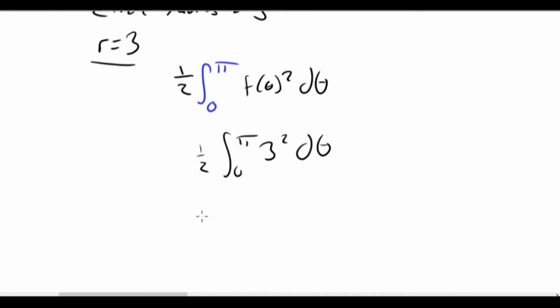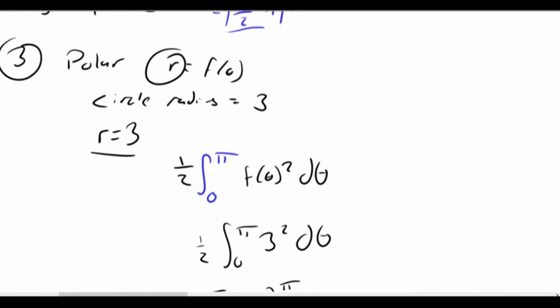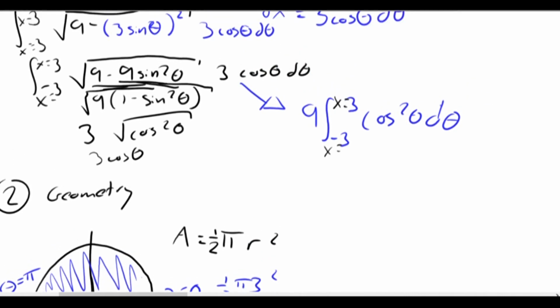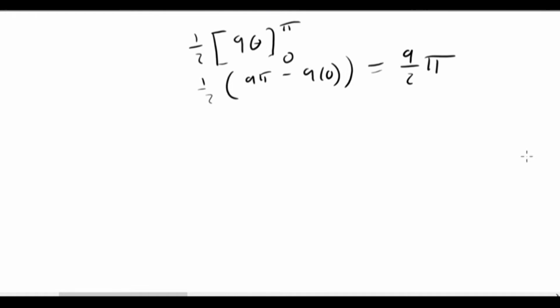So we simply evaluate this. This is 1/2 times 9 theta evaluated at pi and 0. So 1/2 times 9 times pi, so 9 pi, minus 9 times 0, which is 0. And this is equivalent to 9/2 pi, the same result we got above, and the same result we would have gotten from the first method. So that is a much more elegant analytical method you can take for the function.